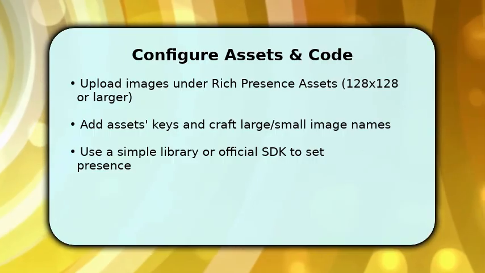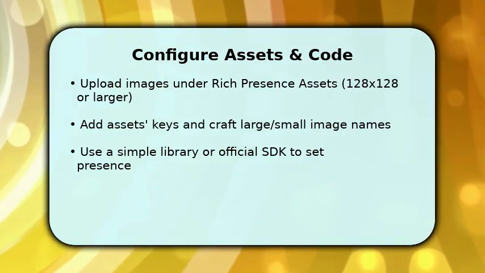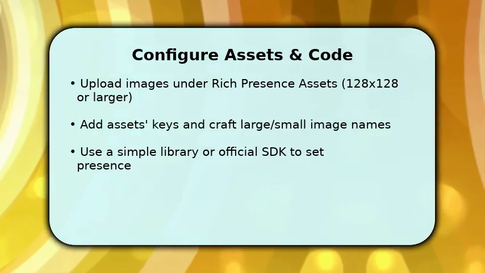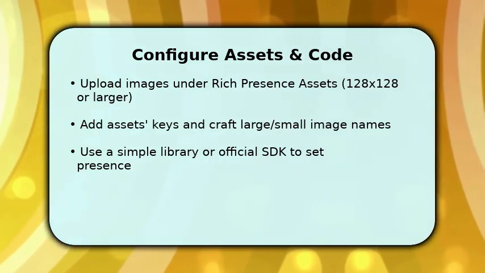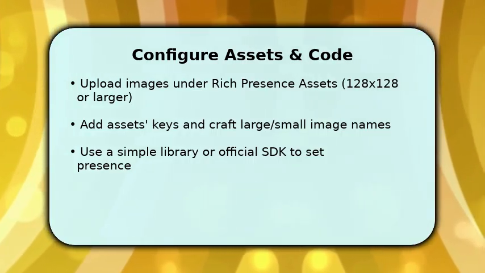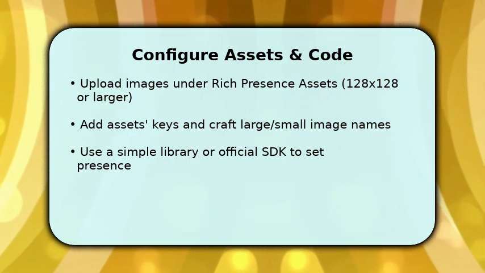Initialize with the client ID, set state, details, timestamps, and reference image keys. Make sure to update presence fields responsively when activity changes. Once your code initializes, test locally in the desktop app to see live updates. This verifies keys and payload structure.